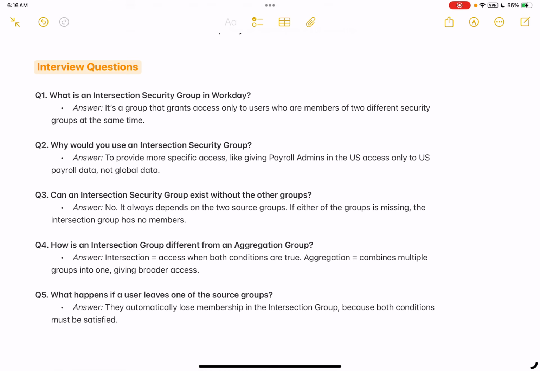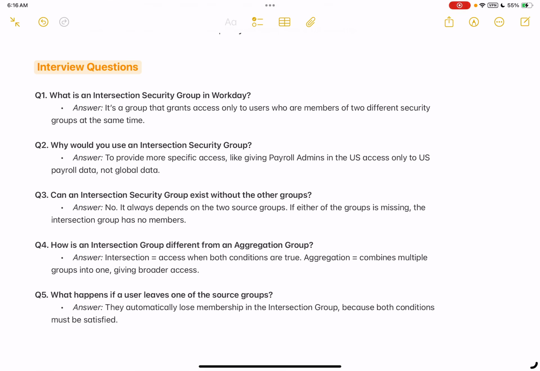Can an intersection group exist without the other group? No. It always depends on the two source groups. If either of the groups is missing, the intersection group has no members in it.